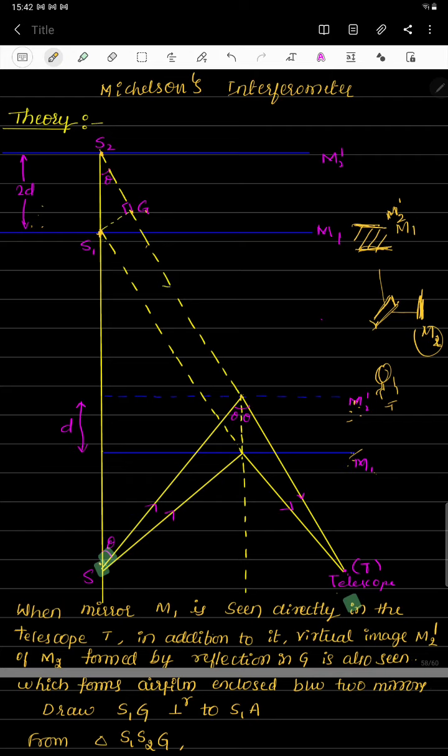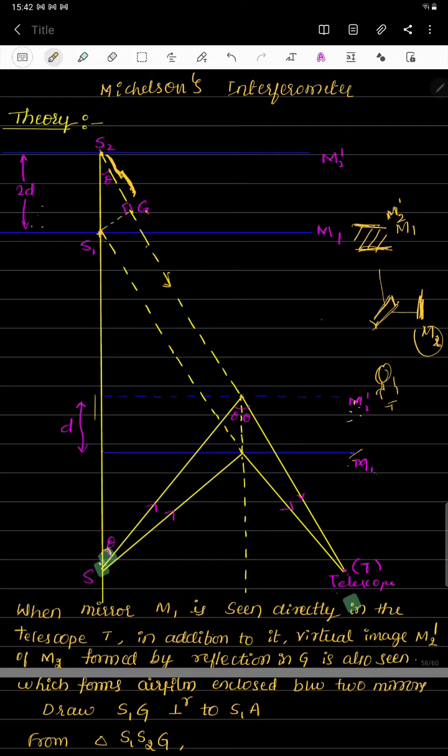This second ray is traveling this much extra distance. So this S2G is the path difference. The second ray is traveling an extra distance of S2G, so now I have to find this distance S2G. Let us suppose that, with this normal, the reflected second ray makes an angle theta.